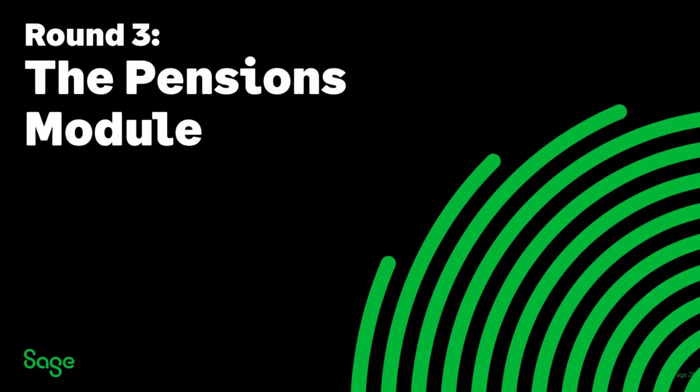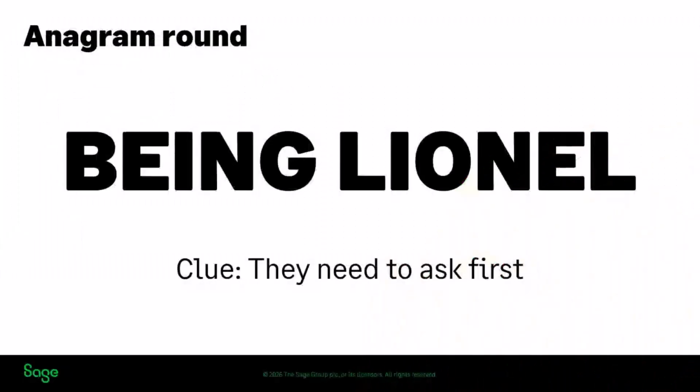So before we go through the answers, let's look at the next anagram round. So this anagram is being Lionel, and the clue is they need to ask first. Being Lionel, and they need to ask first. So if you can work that one out, pop your answer in the Q&A, and we'll give a shout out to the quickest after the answers to round 3.